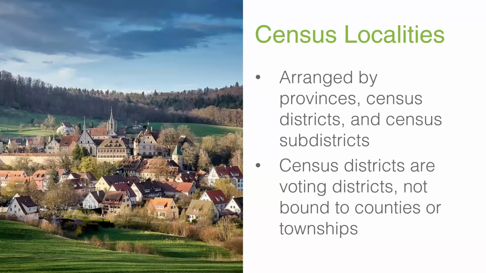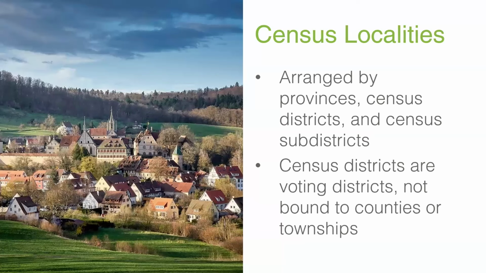Something to note with census localities that's different from the United States is how the censuses are actually arranged. Generally, if you think about the US censuses, they're arranged in states and counties and towns, and they all really follow the voting districts. They don't cross over between county lines. They stay where you would think on a map.